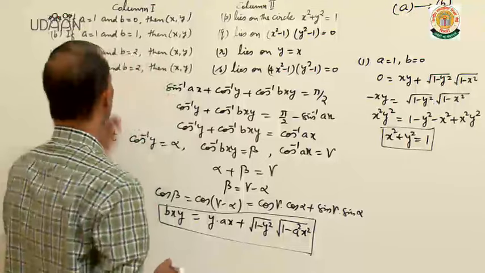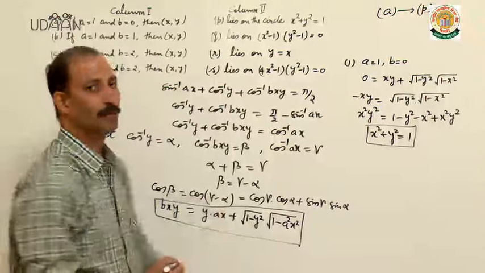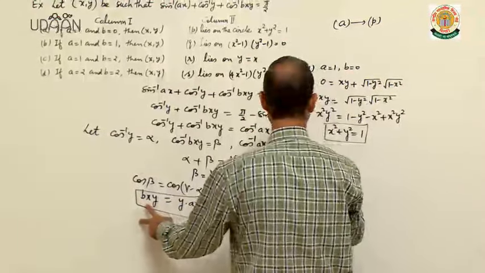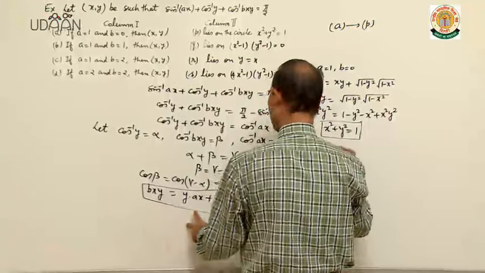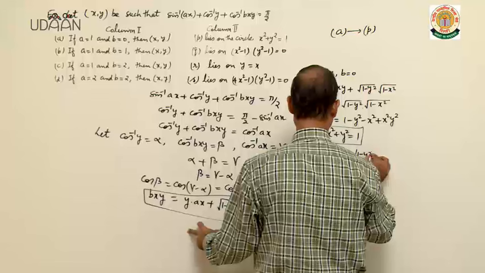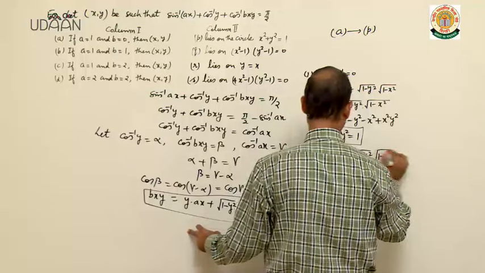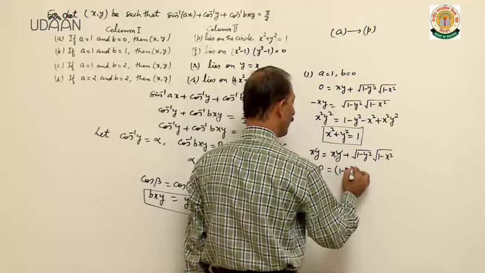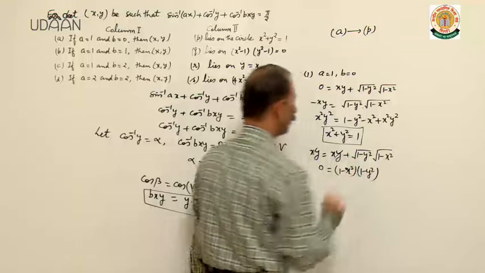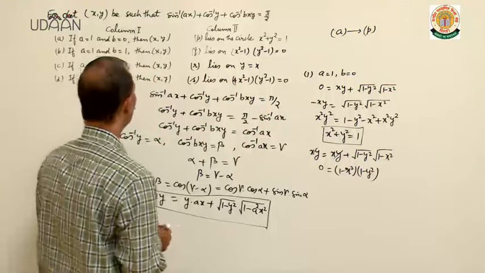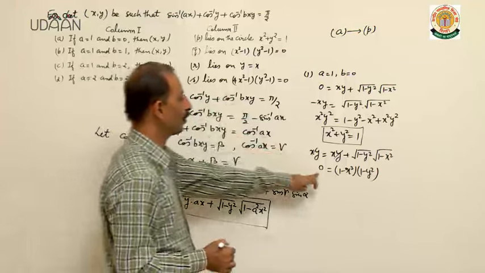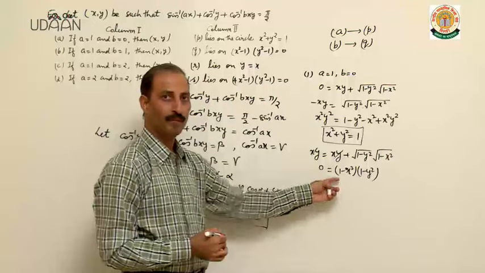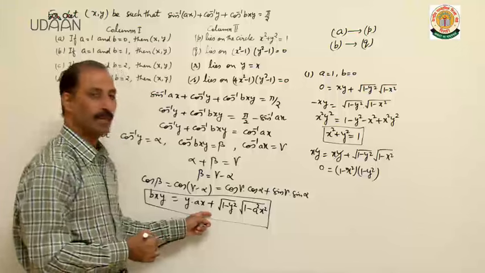Now come to the next one. Second, they are saying a and b both are 1. In the second option, I am putting 1 in place of a and b. So we are getting this value, and xy will be cancelled. 0 is equal to root of 1 minus x square into 1 minus y square. If you square both sides, you will get 1 minus x square into 1 minus y square. So check: if you take a and b both 1, then for the second option, Q is the correct one. Clear, children? We are putting the values of a and b as 1 in this result.